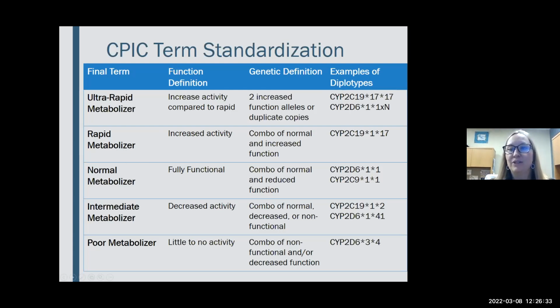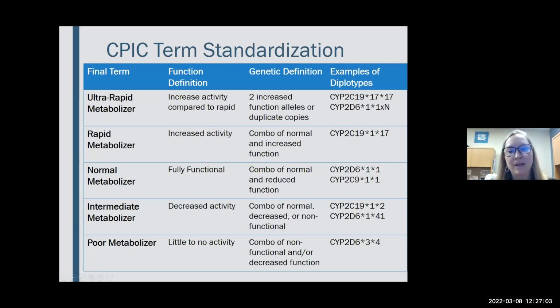There are some patients who are *17 ultra rapid. So they have a variant from mom, a variant from dad, and they have very high function of that enzyme. When you look at CYP2D6, the ultra rapid metabolizers are gene duplications. So the *1 wild type, they have more than 2 copies. So it would be listed as a *1 times N, *1 *2 times N.